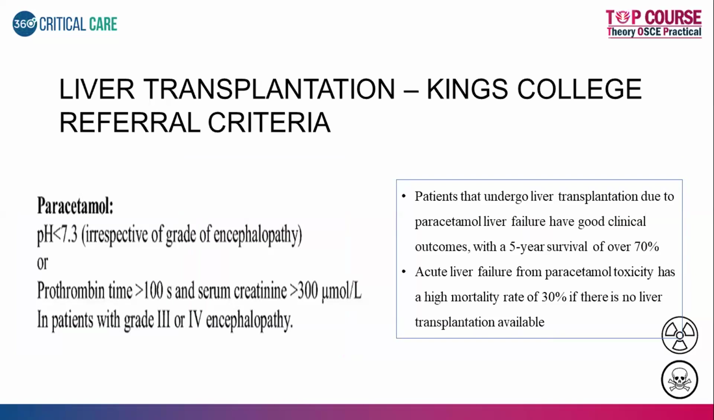So for liver transplantation referral, we have your King's College criteria. So what is the King's College criteria for paracetamol poisoning? If the pH is less than 7.3, irrespective of the grade of encephalopathy, or if your prothrombin time is more than 100 seconds and creatinine levels more than 300 micromole per liter, and patients in grade 3 or grade 4 encephalopathy. Okay, so this is for paracetamol poisoning.